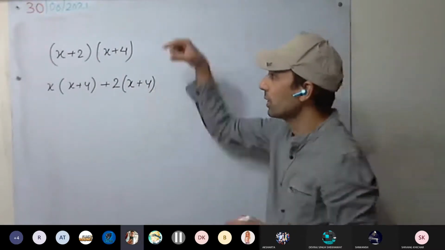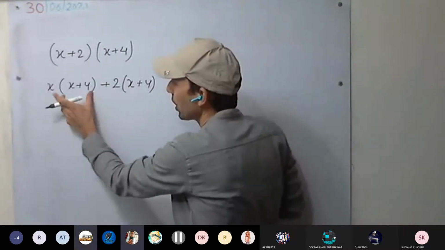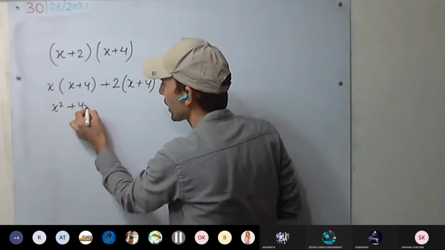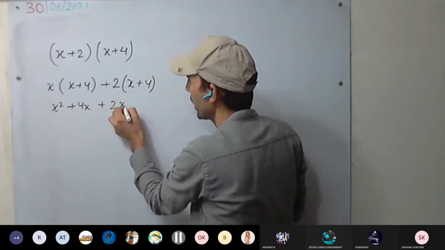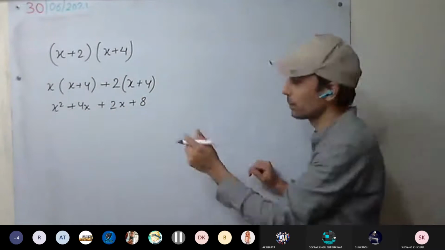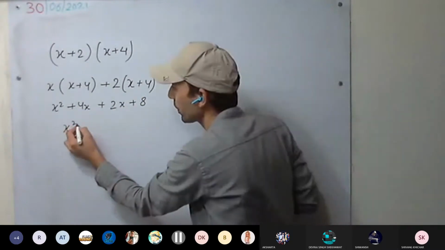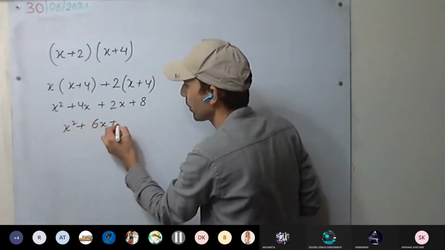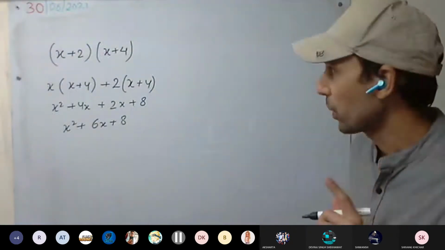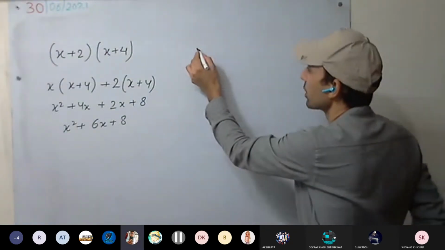This is clear to all? Yes, sir. Now open this one: x square plus 4x plus 2x plus 8. Add the like terms: x square plus 6x plus 8. This is clear. This is the first method. There's one more method.